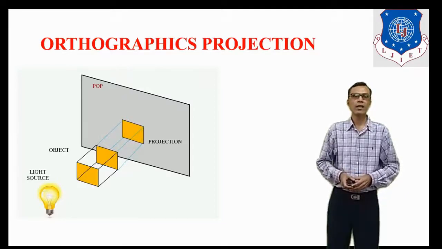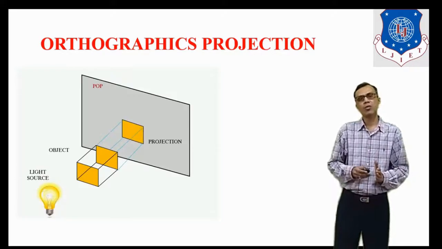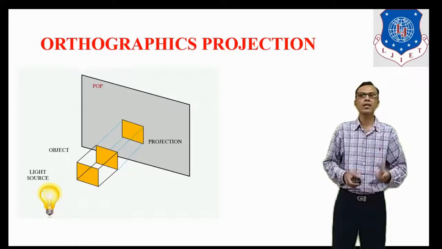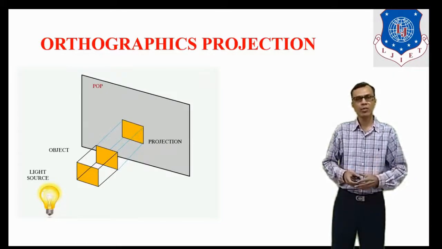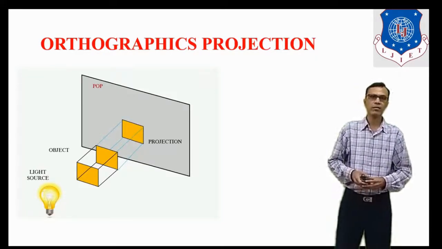Ortho is Latin word and it means right angle. So orthographic projection, it is also known as a right angle projection. So here some particular conditions are satisfied, that is all the projectors are parallel to each other and it is perpendicular to the plane of projection. That's why it is known as orthographic projection.